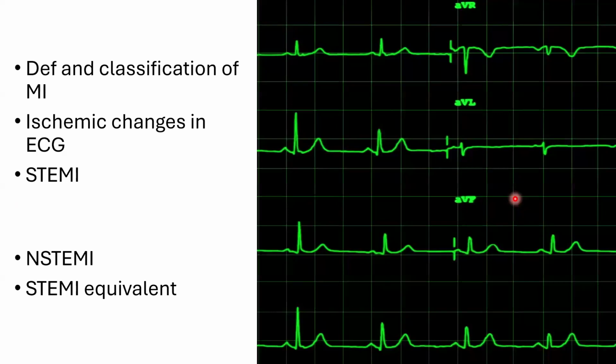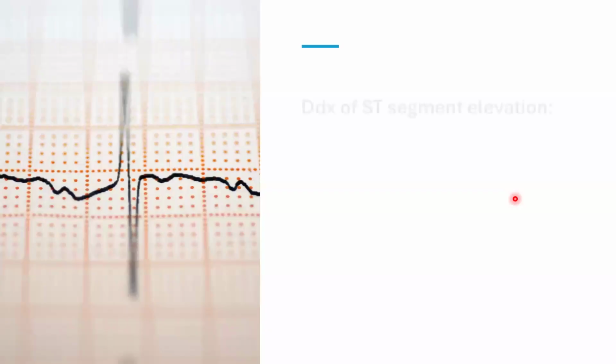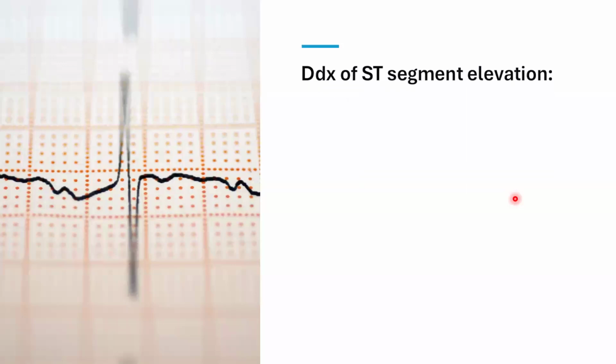So we've discussed so far the definition and classification of myocardial infarction. We've discussed the ischemic changes that happen in the EKG. We've discussed the STEMI. Now we're going to just mention some differential diagnoses of ST elevation in the EKG. I'm not going to explain each one of them, but we should keep in mind that there could be a non-MI related ST elevation found on the EKG. Of course, the STEMI is a differential diagnosis of ST segment elevation.